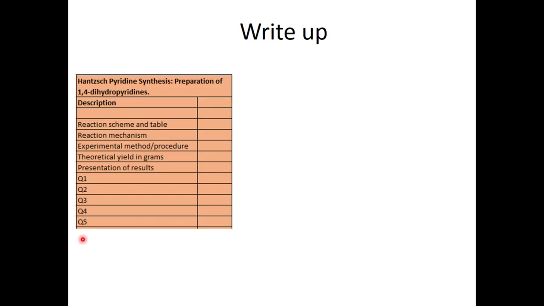In relation to the write-up itself, here are sections that will be marked in your write-up. It's your normal lab write-up, same as you would have done in CH326A-1, and you need to include a reaction scheme and table, reaction mechanisms, experimental methods and procedures, theoretical yield in grams, the presentation of results, and the answers to your questions 1, 2, 3, 4, and 5.